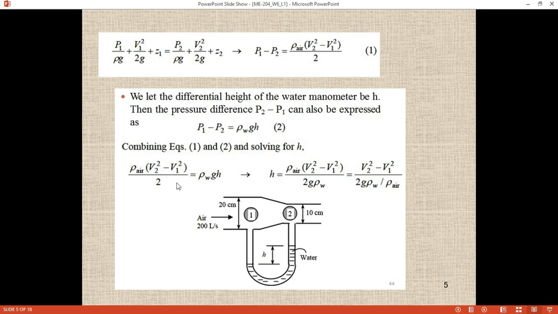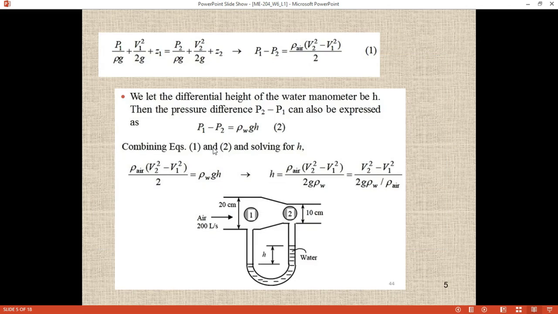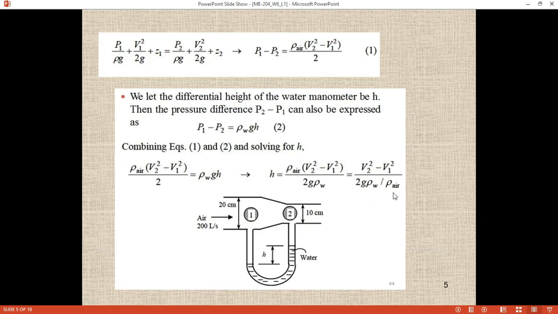Now V1 and V2 you have already calculated from here. If you insert V1 and V2 in this equation, you can easily calculate the value. But here you can also see that this is the density of air and this is the density of water, the height of the column. So you inserted all the velocities that you found in that equation and you calculated the height h.